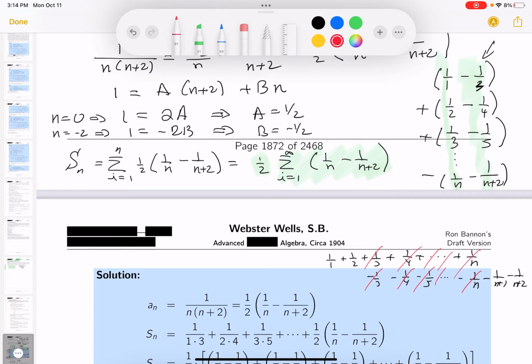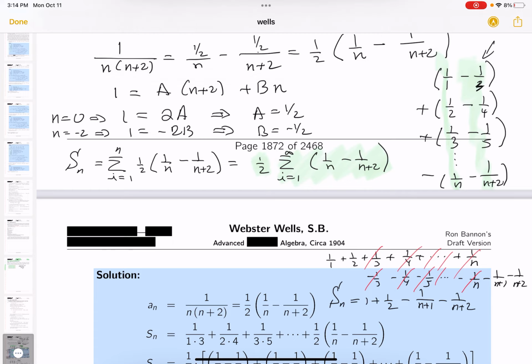And what are you left off with? And I'll write it down for you. You're left off with 1 plus 1/2 minus 1 over N plus 1 minus 1 over N plus 2. And what's this? Sn. It's the nth partial sum.